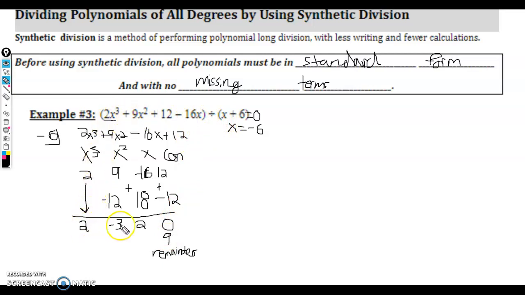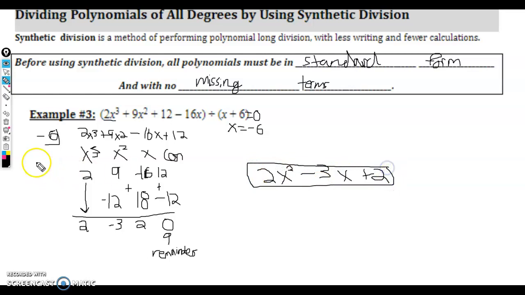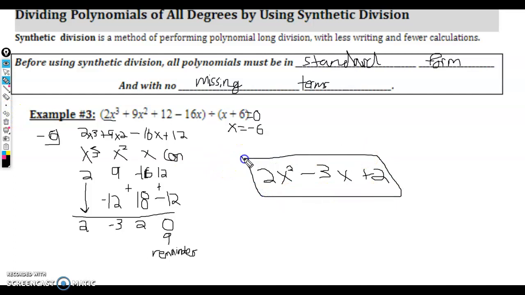So now I need to think about what to do with my 2, negative 3, and 2. So this 2 is originally in the x to the third column. What I end up doing is writing it, it moves down and it gets an x squared. This negative 3 is usually in the x squared column, but it moves down and it gets an x. This 2 was in the x, but it becomes a constant. And since my remainder is 0, all this divides perfectly. So I have no remainder.